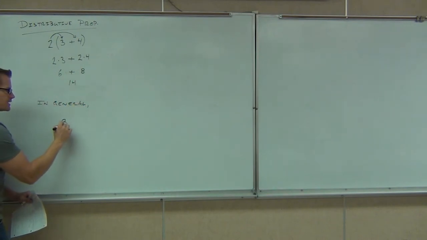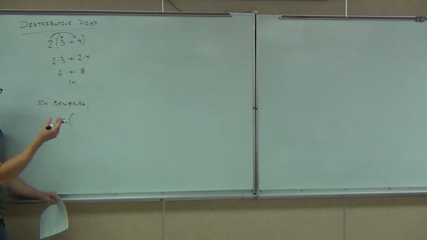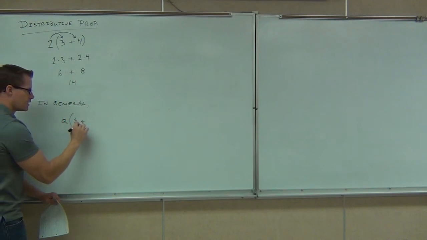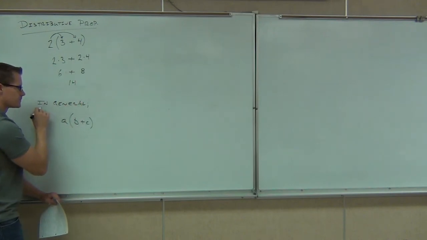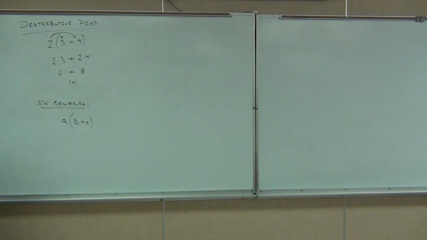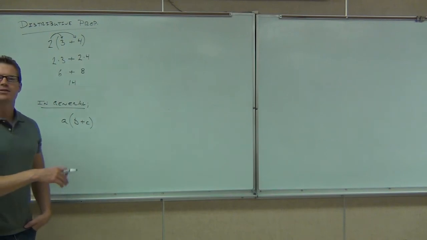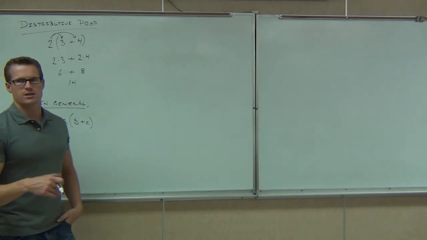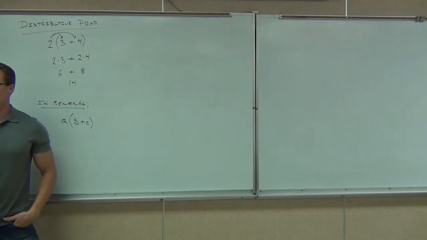You have a number or any expression outside of parentheses. So in general, that means without any numbers up there, just using variables. We can distribute anything we want to. Here's the way you do it. Please watch closely up here. I need to make sure that you really get this before you go any further.